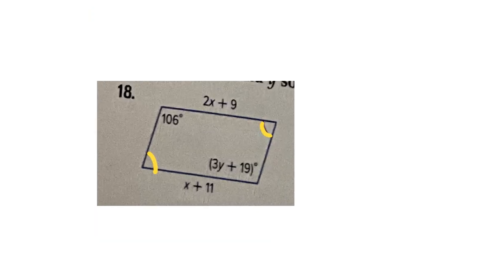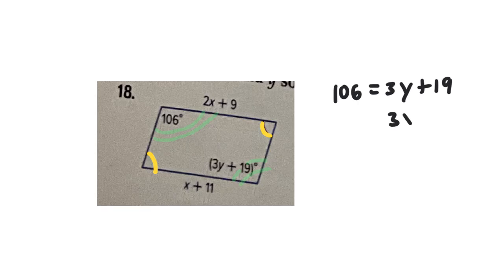We know already, according to this, that this angle happens to be congruent to that angle. So we want to find values of x and y that, in a sense, would cause this quadrilateral to be a parallelogram. And I think we can all see that if this angle was congruent to that angle, then it would be a parallelogram. So therefore, let's go ahead and force 106 to be equal to 3y plus 19.